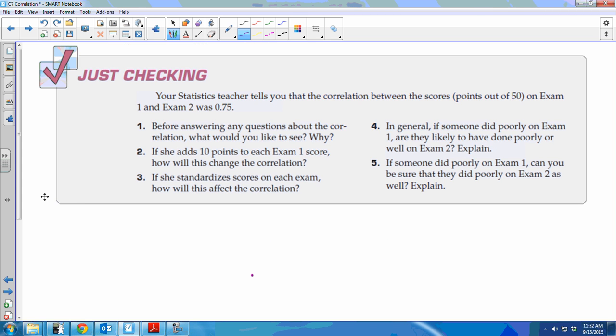All right, so here is the question. Your stats teacher tells you that the correlation between the scores, points out of 50, on exam 1 and exam 2 was 0.75. All right, so exam 1 is one variable x or y, and exam 2 is the other variable x or y. Doesn't really matter which way they go. Before answering any questions about the correlation, what would you like to see and why? What would you like to see before we talked about correlation?